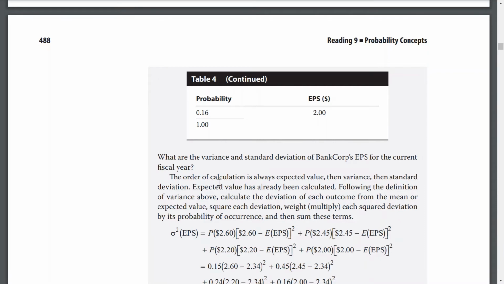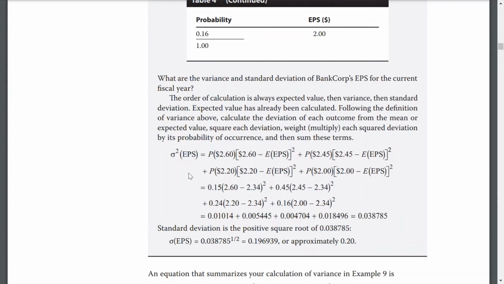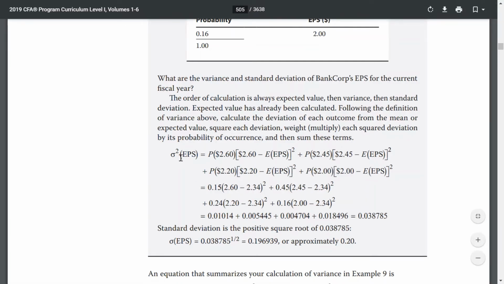The order of calculation is always expected value, then the variance, then standard deviation. The expected value has already been calculated. Following the definition of variance above, calculate the deviation of each outcome from the mean or expected value. Square each deviation, weight or multiply each squared deviation by its probability of occurrence, and then sum these terms. So the variance of earnings per share is equal to this.